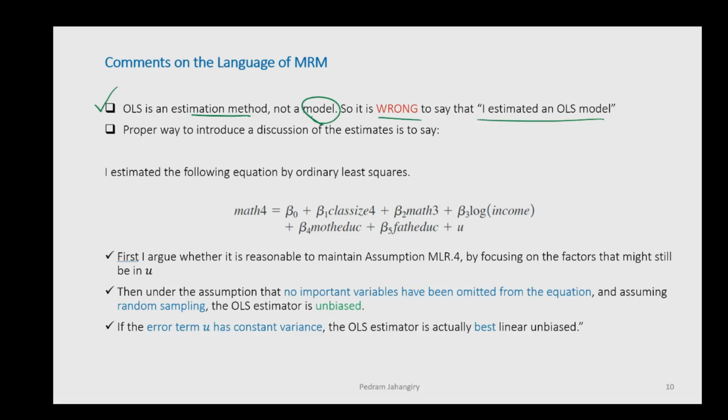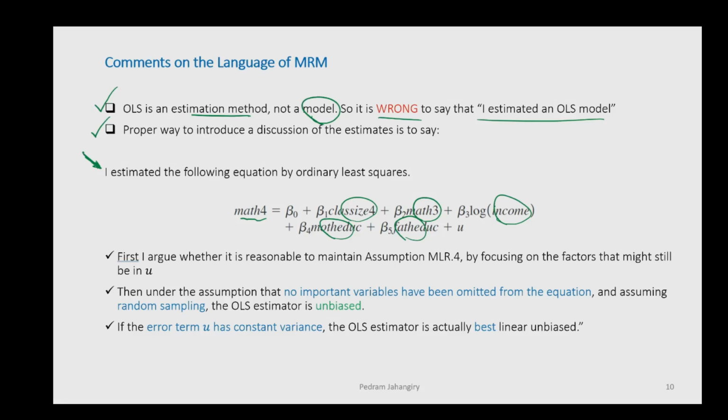terms of terminology. The proper way to introduce a discussion of the estimates is to say, again, this is basically what you do for your final project, that I estimated the following equation, whatever equation you're using. So for instance, in this example, math in grade 4 is a function of the size of the class in grade 4, the math score you got in grade 3, maybe the income of the family, your mother's education and father's education, right? And you make some arguments like this. Again, think of it as your final project.